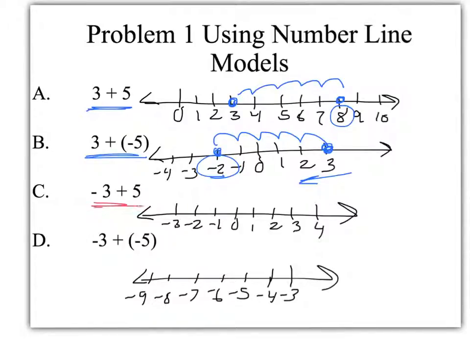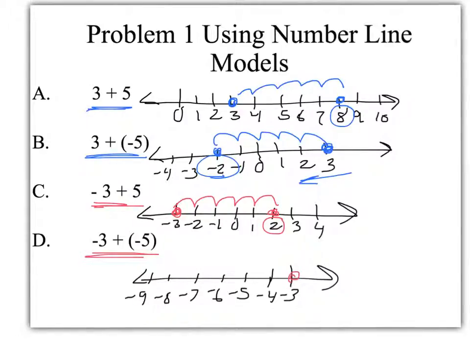This one, part C, we start at negative 3, and we want to add 5, so we want to make sure we go this way. 1, 2, 3, 4, 5. You end at positive 2, and negative 3 plus negative 5.